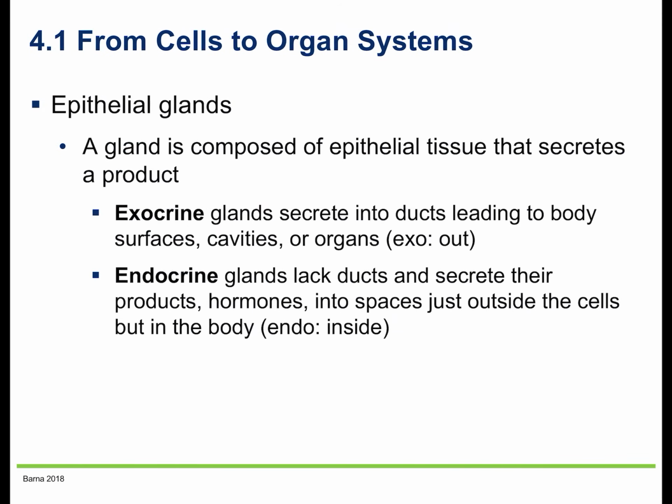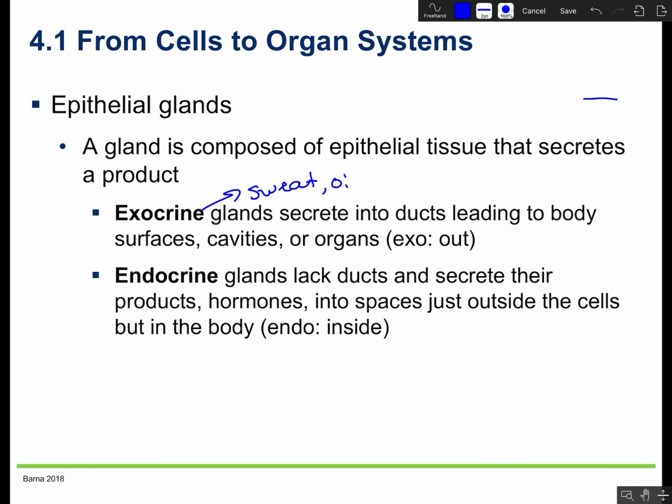All right, epithelial glands. There are 2 types of glands that exist. You can have exocrine or endocrine. Exocrine is going to use a duct. These are ducted glands. They're going to secrete onto a surface or an organ or a cavity. Exocrine glands are going to include sweat, oil, and even with the pancreas, we have a pancreatic duct that releases enzymes into our gut. So they're going to use a duct to secrete their products.